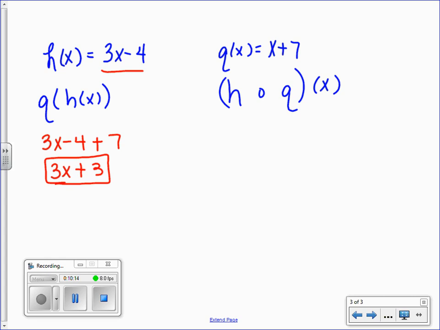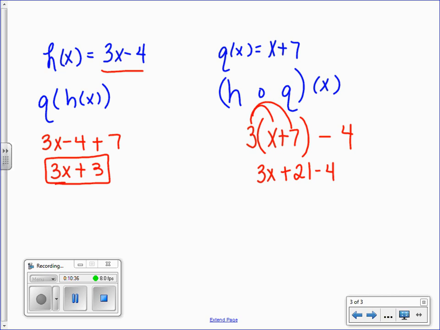Alright, what about over here? What should I write first? 3 parenthesis x plus 7 minus 4. Yeah. So 3x plus 21 minus 4 would be 3x plus 17. Did you get it? Good, good, good.